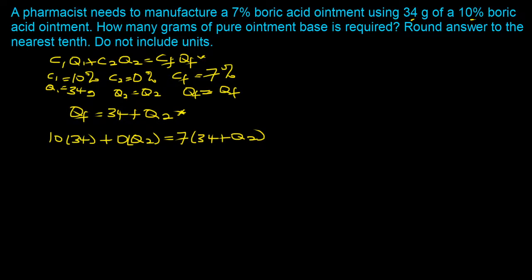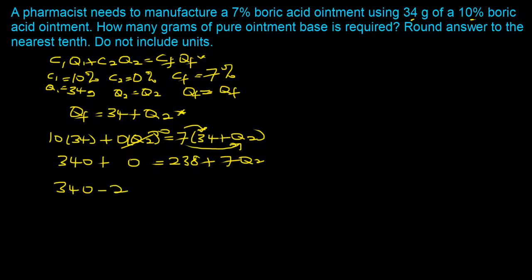And now we can go ahead and do some algebra. So the 10 times the 34 gives us 340, plus 0 times any number will give you 0, so that goes to 0. And that is equal to, we can distribute the 7 over the parentheses, so 7 times 34 will give you 238. And then we can distribute the 7 over the Q, so plus 7Q. We subtract the 238 from the 340, and that gives us this expression. So 340 minus 238 is 102. That should be equal to 7Q2.